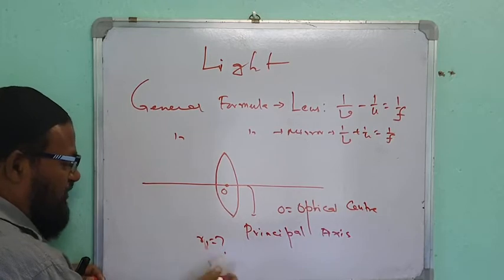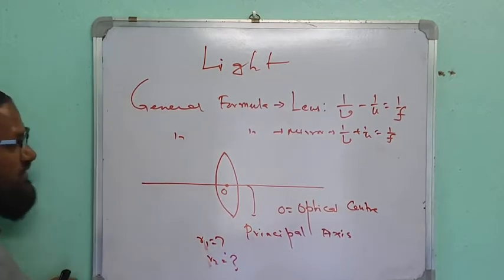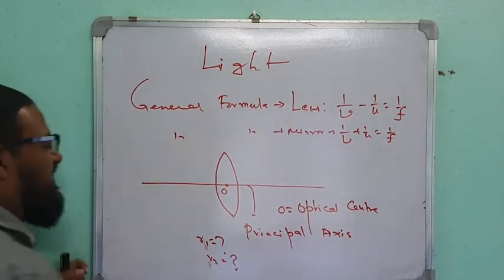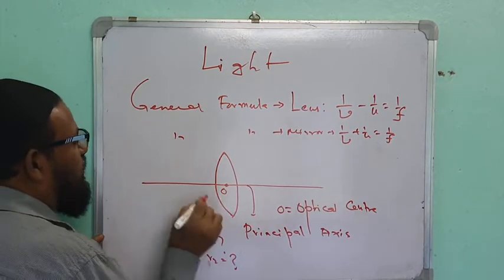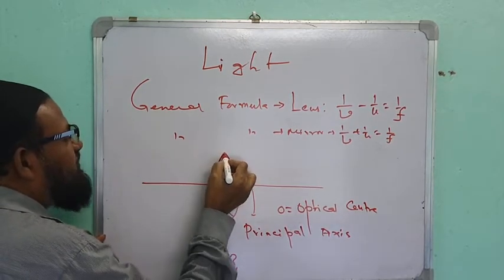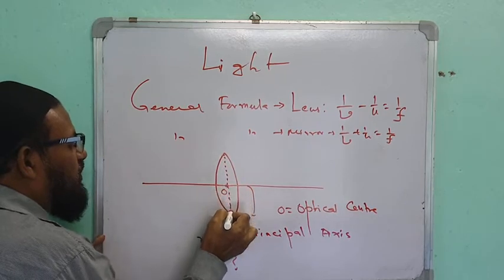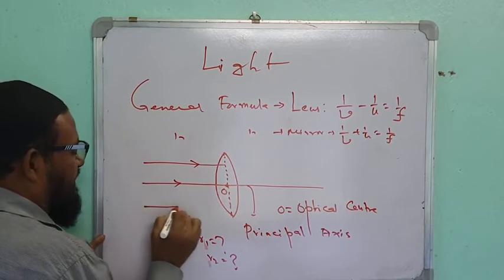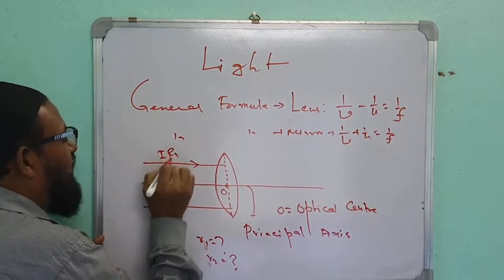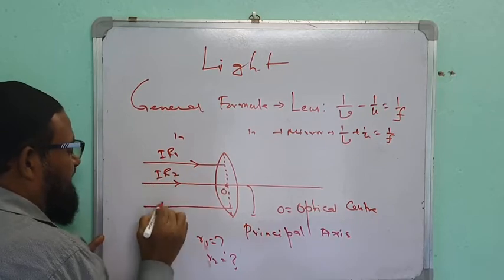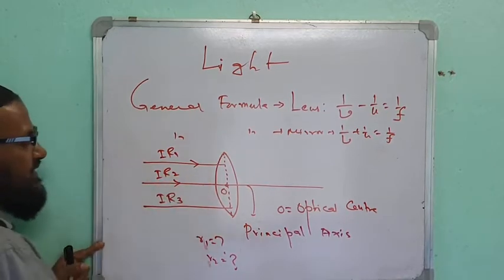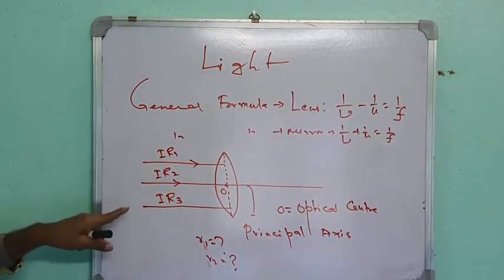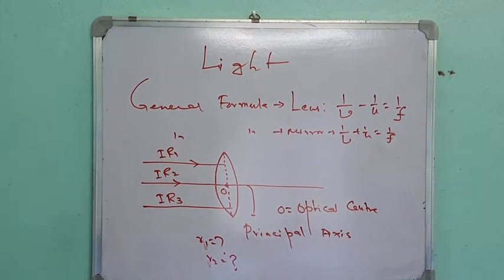Now, which one is R1 and which one is R2? There is one rule. Before that we have to know, draw dotted lines up to this. This is one incident ray, IR1, incident ray 1. Incident ray 2, incident ray 3. These three incident rays are all parallel to the principal axis.